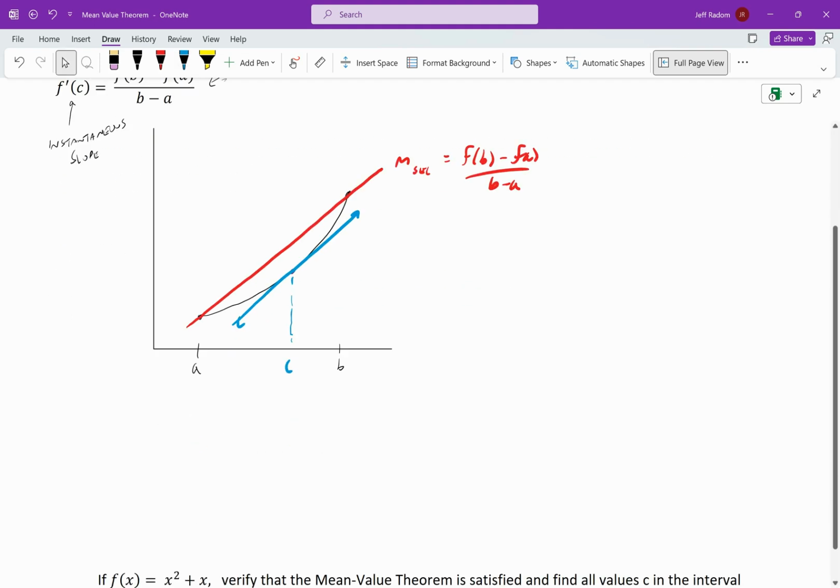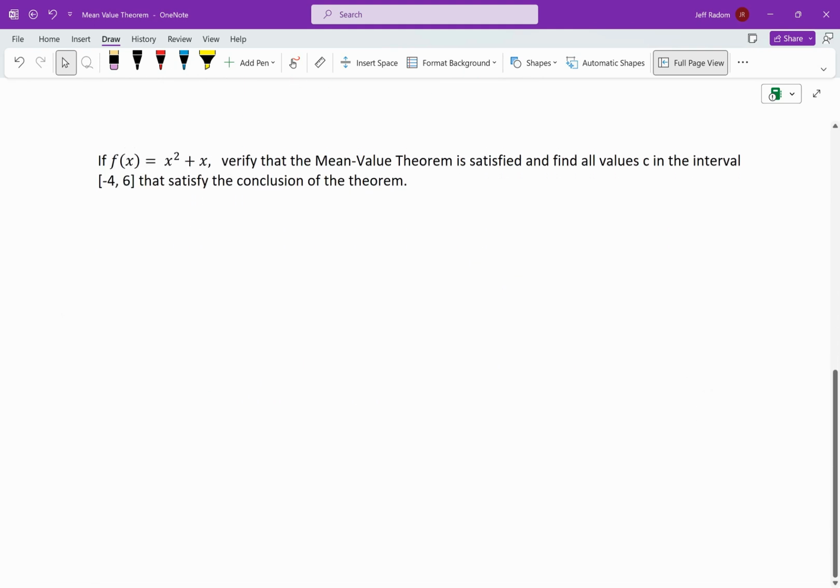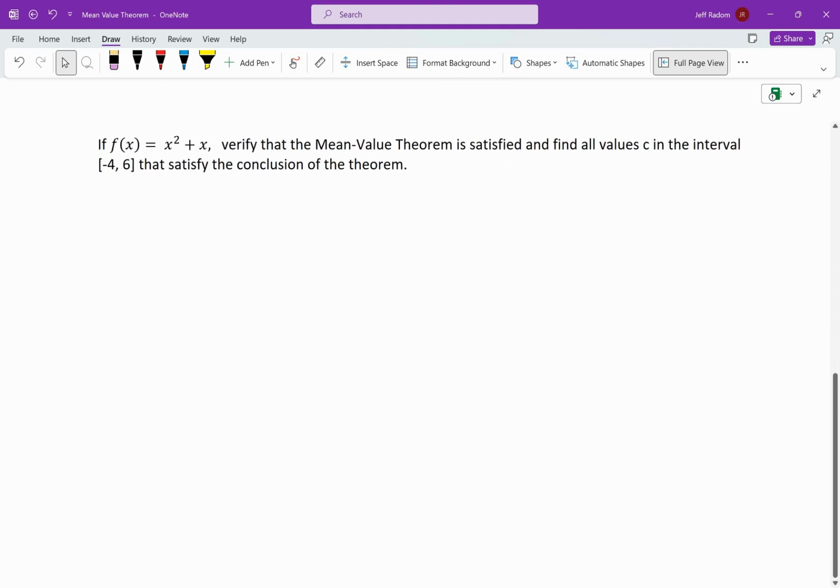So let's take a look at an example here. Here we have a function, f of x equals x squared plus x. Verify that the mean value theorem is satisfied and find all values c in the interval between -4 and 6 that satisfy the conclusion of the theorem. So the very first thing we've got to do is say, is this a differentiable and continuous function? The answer is yes. This function is differentiable and continuous because it's a polynomial function.